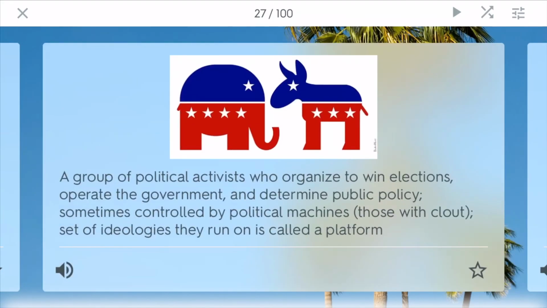Political party. This is a group of political activists who organize to win elections. In the United States, the two main groups are the Republicans and the Democrats. Together, they operate the government and help to determine public policy. Sometimes they're run by political machines, and these are groups that have lots of clout, and they have a set of ideologies, which they call a platform and they run on.